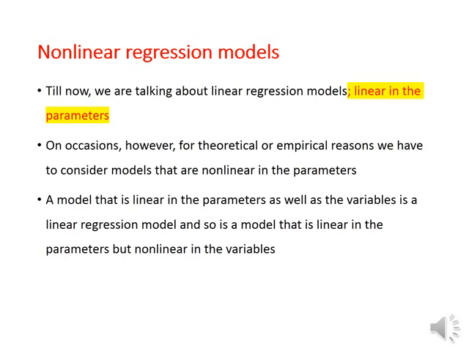So if the regression model is linear in the parameters and variables, it's called linear. While if it is linear in the parameters but nonlinear in the variables, it's still called linear. Why? Because our main concern is the parameters. A linear regression model is linear in the parameters.